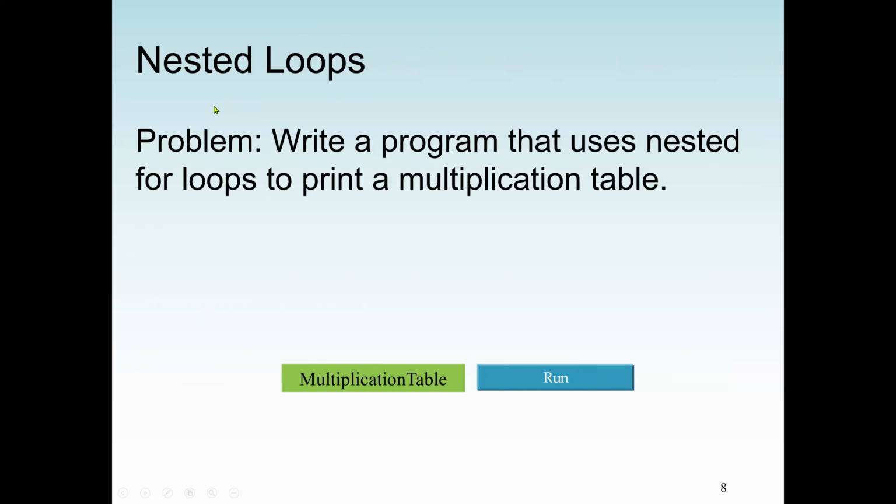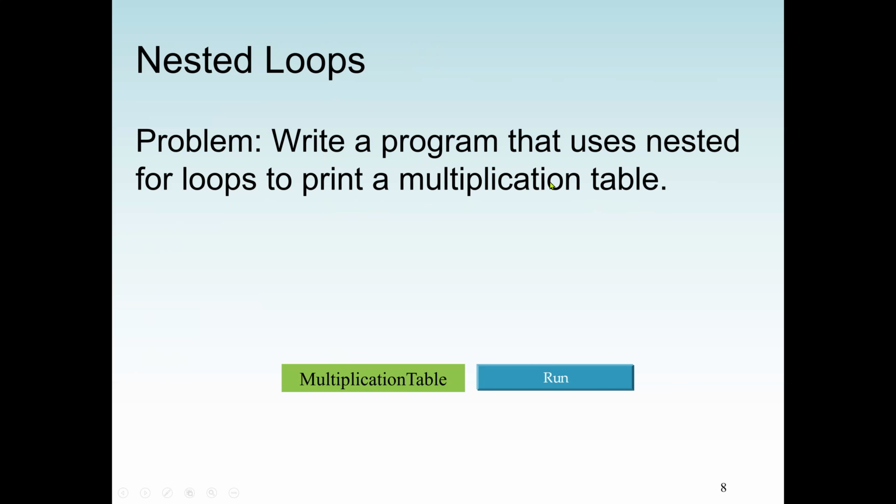So next we move to the nested loop. And for the nested loop, we are going to see one program. The program says we should write a program that uses a nested for loop or a while loop to implement a multiplication table. So a multiplication table normally will be 2 by 2, and we have the intersection of column and row.